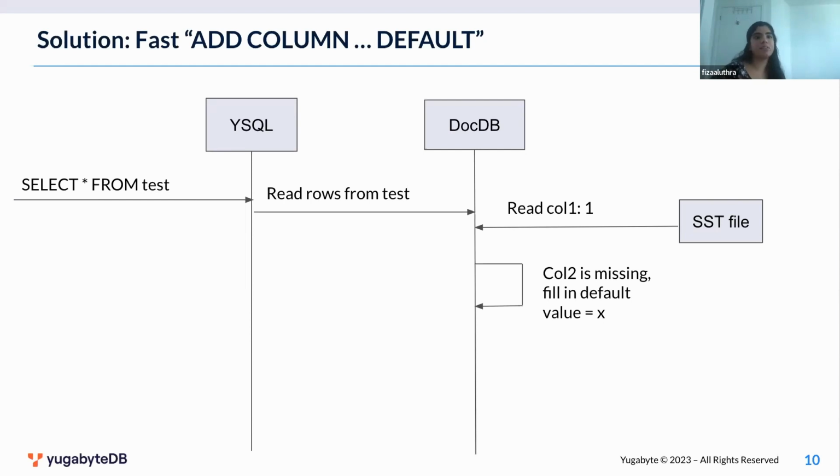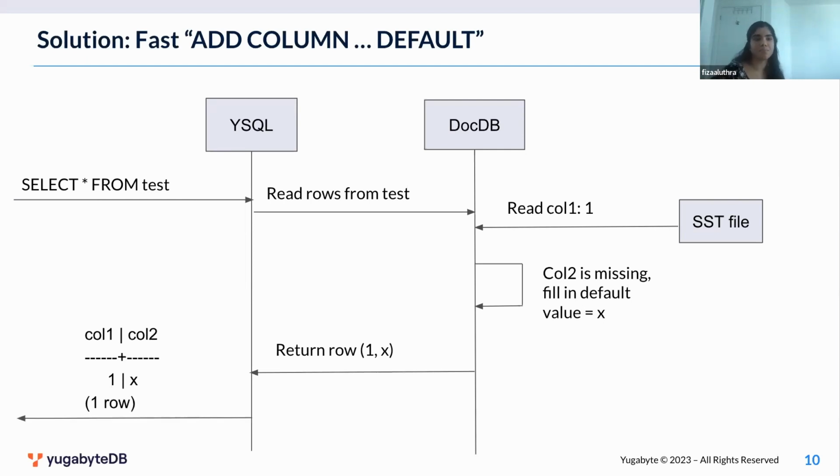And then we return the row 1, comma X back to YSQL, and that is finally relayed back to the user. So Fizaa, at this point, suppose I insert a new row, but this time, instead of using the default for column 2, I want to insert null for column 2. So my next insert is say 3, comma null, right?